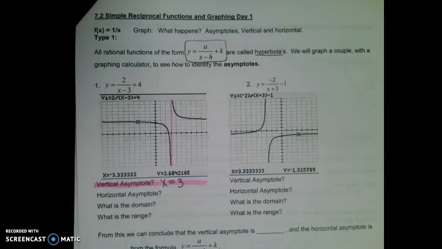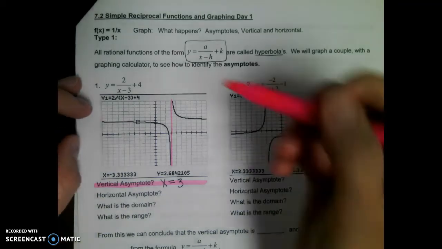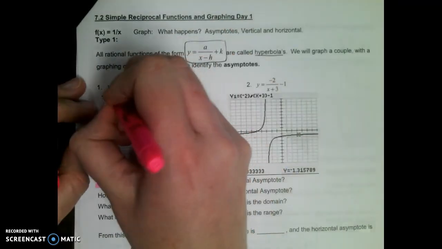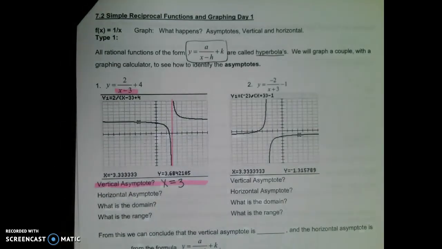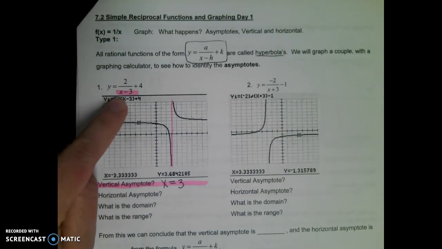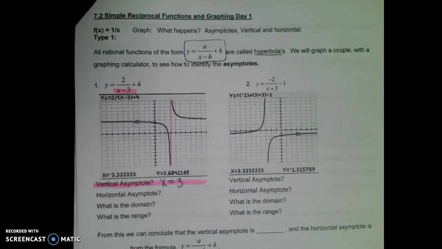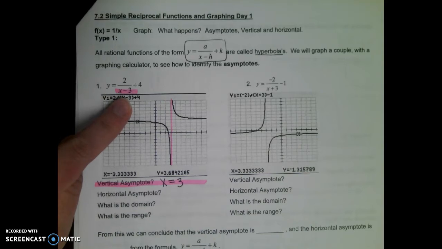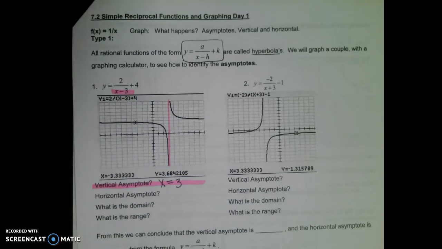Can you see 3 anywhere in the equation that was graphed? Think about, if you plugged 3 into this equation, what would 3 minus 3 give you? 0. Can you do 2 divided by 0? No, you cannot divide by 0. So the vertical asymptote occurs when the denominator equals 0. Whatever x value would make the denominator equal 0, that's going to be your vertical asymptote.